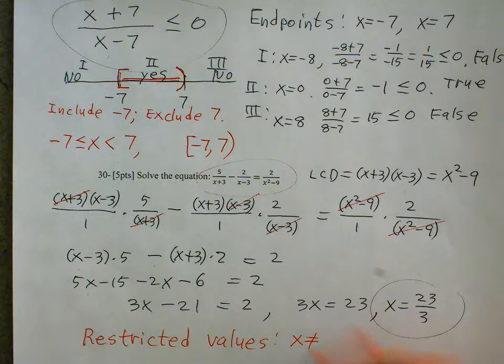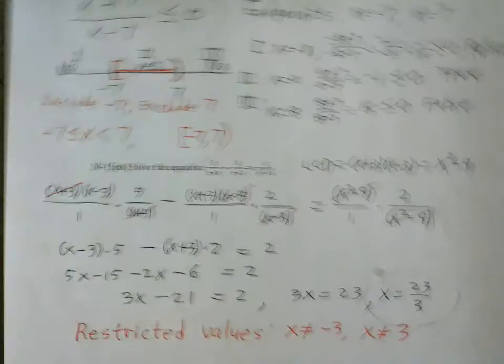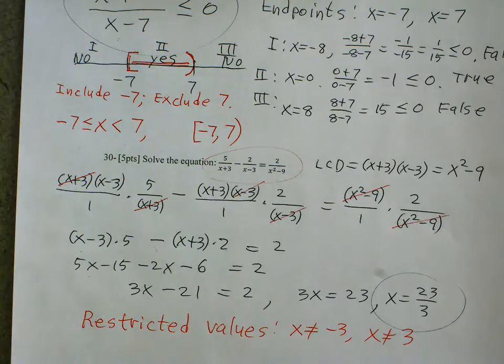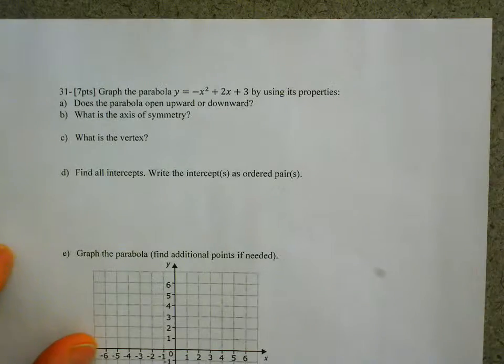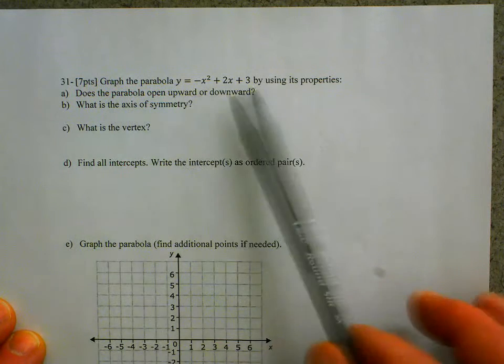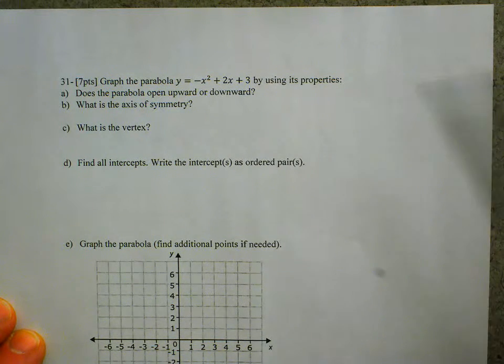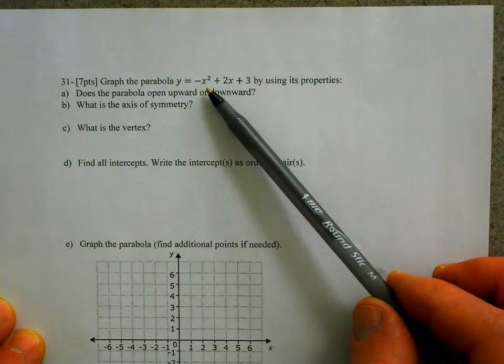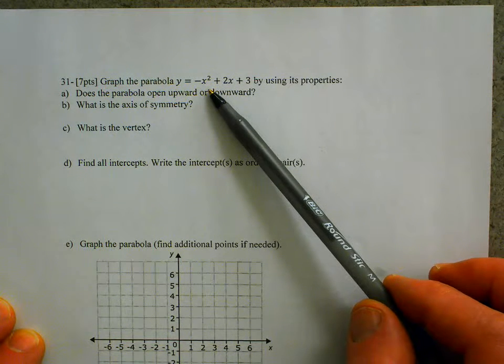So we say x cannot be -3 and x cannot be +3. Okay, the next page on the practice final. Graph the parabola y equals -x squared plus 2x plus 3 by using its properties. The properties are the x and y intercepts, also the vertex, and whether the parabola opens up or down.